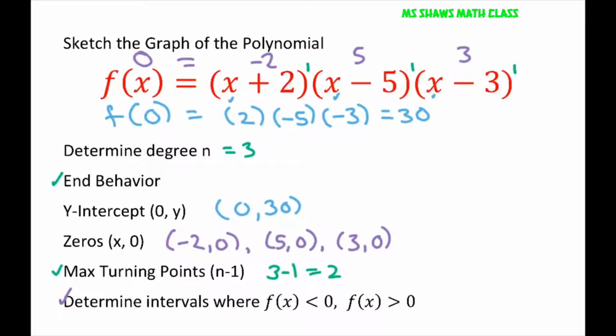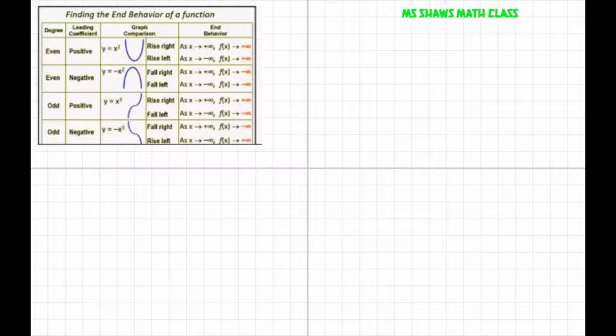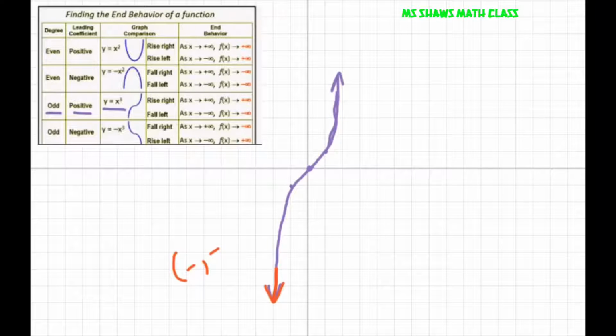So let's talk about end behavior. First of all, this is positive and our degree is 3. 3 is an odd number, so we have odd, positive, and it resembles this graph here. So your cubic function. So end behavior just means, when we graph our polynomial, we'll be starting in quadrant 3, and we'll be ending here in quadrant 1 as we graph from left to right.